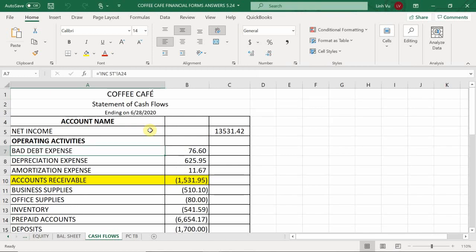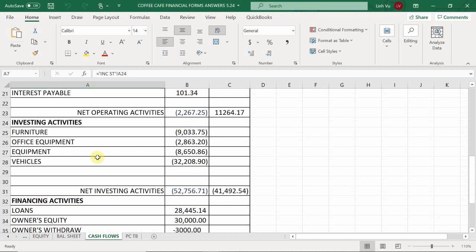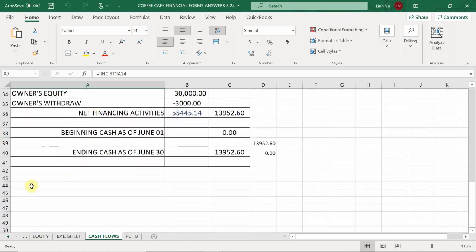So the unadjusted amount right there, which was 1531.95. And of course, this one was the most obvious one: goodwill. You can't do fair market value for goodwill because that's what you originally purchased it for. It's only when you sell the goodwill that it will change to fair market value. So in this case, it's just the original values, and then it should pan out completely evenly to zero.